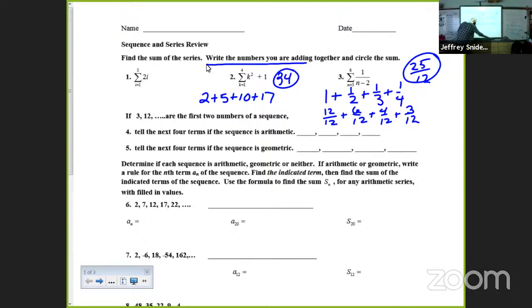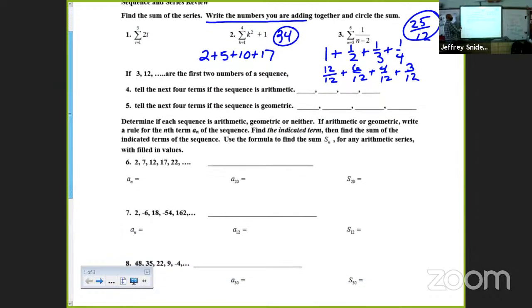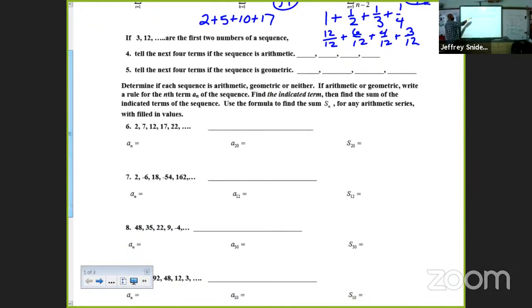We did 4 and 5. On 6, we already had done this and this. So this one, of course, was arithmetic, and if you recall, the rule for this one was 2 plus n minus 1 times 5. I'm just going to put a big capital A here. It was arithmetic. Who wants to give me the 20th term? Kevin. 97. And then who wants to give me the sum of the first 20 terms? 990.